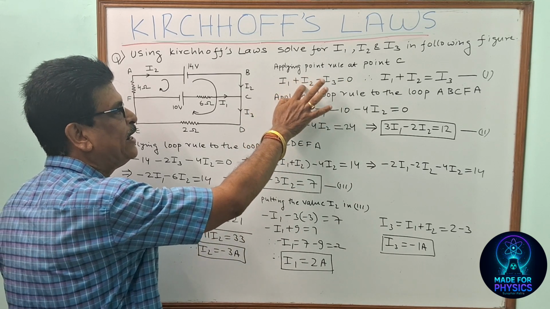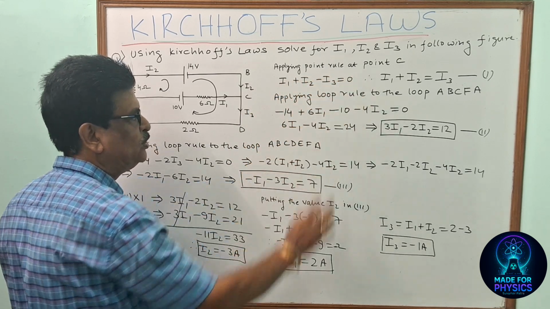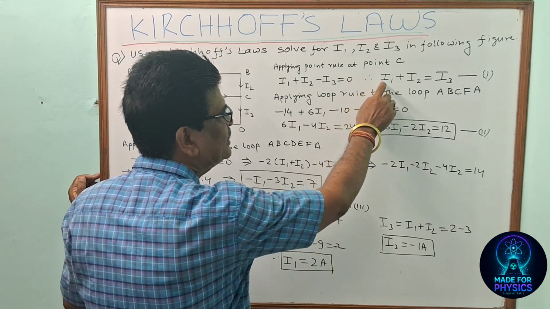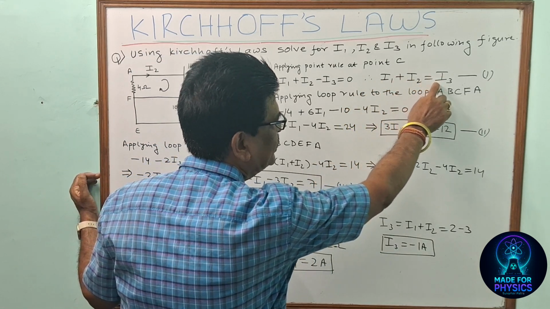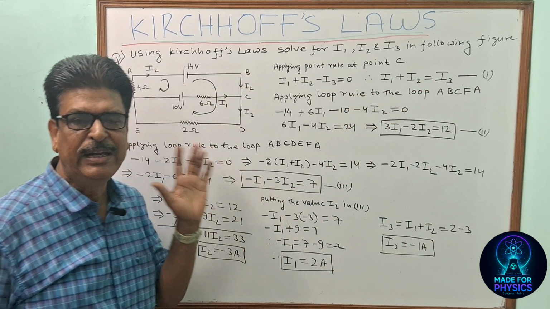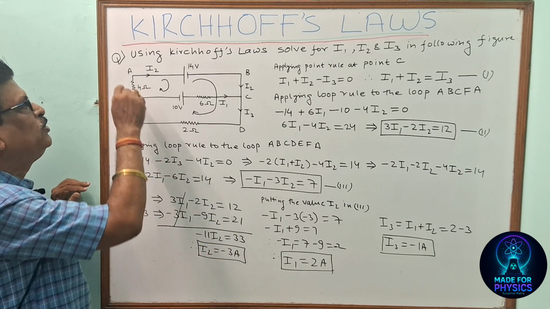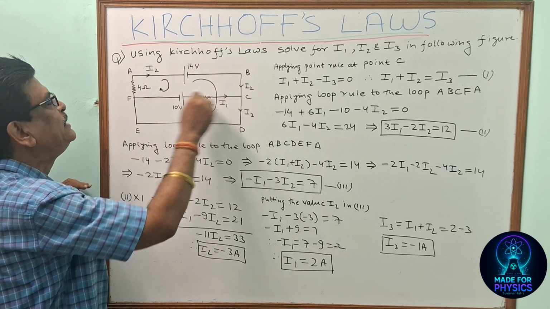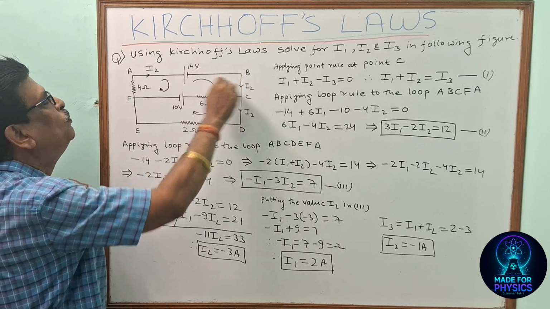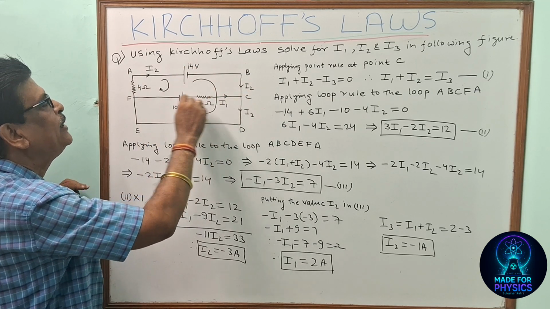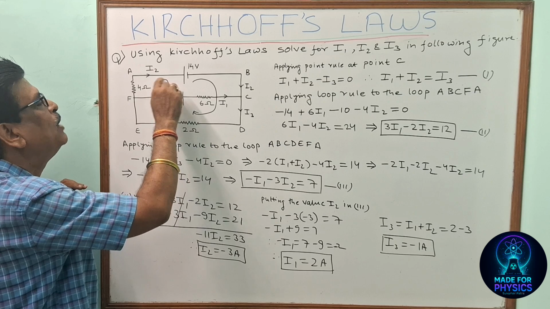So I1 plus I2 minus I3 will be equal to 0, which can be written as I1 plus I2 is equal to I3, and this I mark as equation number 1. Next, we'll apply the loop rule to the loop A, B, C, F, A, this loop. So this loop we will be applying the loop rule. So this is how we are marking.